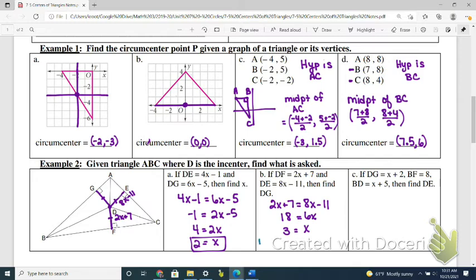So I'm going to say DG is the same as DF. So I'm going to plug it into DF. So that's 2 times 3 plus 7. So DG equals 13 units.